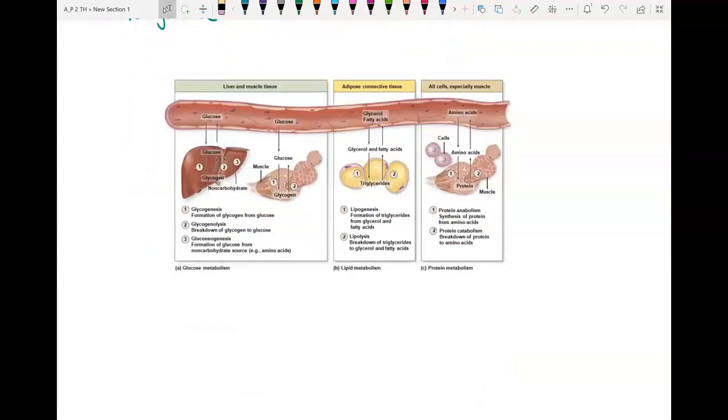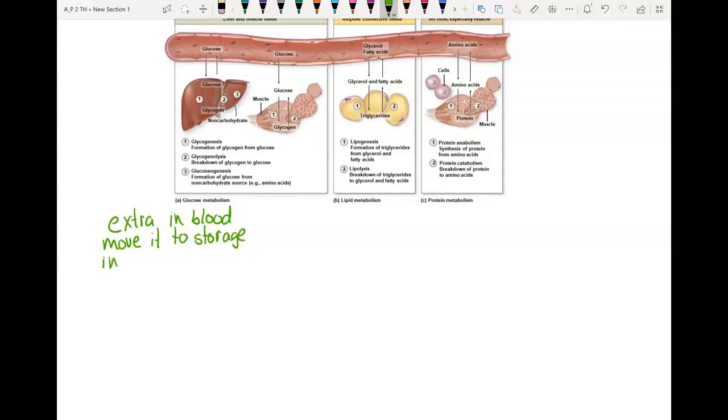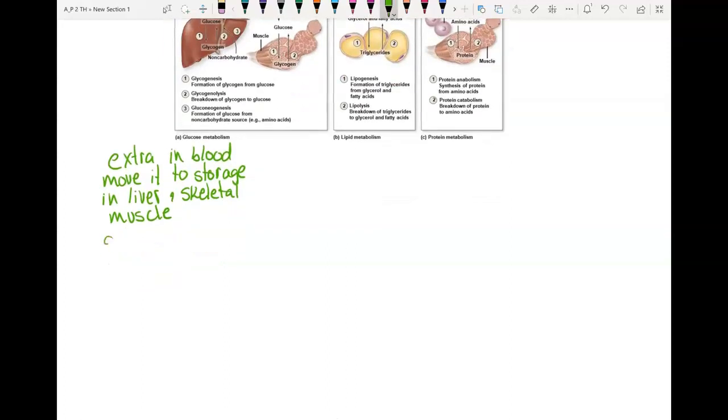Okay. This picture is just taking all those ideas now and putting them to the scientific language. So we have here glucose. So you can see when you have extra glucose in the blood, you will move it to storage in your liver and skeletal muscles. And this process is glycogenesis.